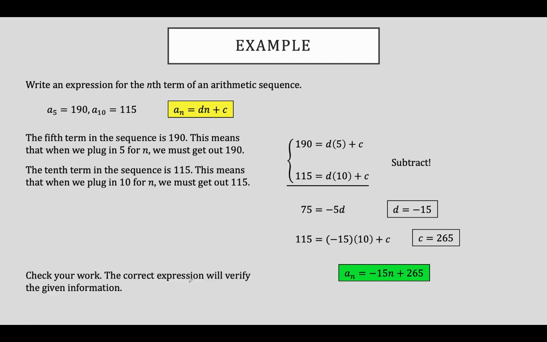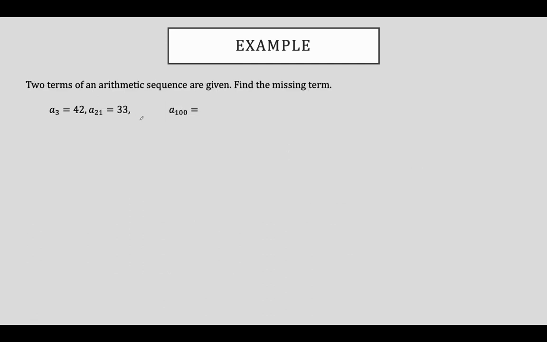And to check our work, all we have to do is verify the given information. If I plug in 5, I get out 190. And if I plug in 10, I get out 115. We are in good shape to circle our final answer. All right, last example here. Two terms of an arithmetic sequence are given. Find the missing term. So we have the third term of the sequence and the 21st term of the sequence, and we are asked to find the 100th term of the sequence.